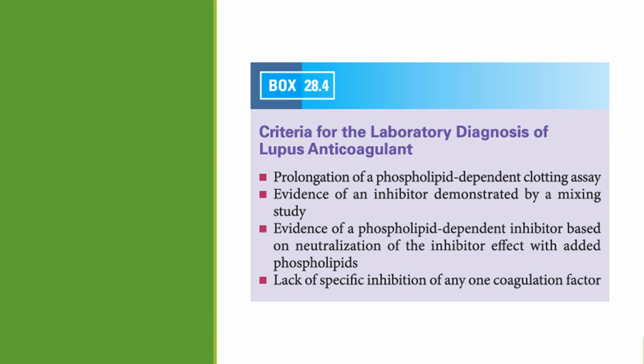Okay, so here's some of the criteria for the laboratory diagnosis of lupus anticoagulant. Again, that's a non-specific inhibitor. We're obviously going to have a prolongation of the PTT, and the PTT is a phospholipid-dependent clotting assay. There may be evidence of an inhibitor demonstrated by a mixing study. So again, that PTT mixing study is going to be no correction. There may be evidence of a phospholipid-dependent inhibitor based on neutralization of the inhibitor effect with added phospholipids.